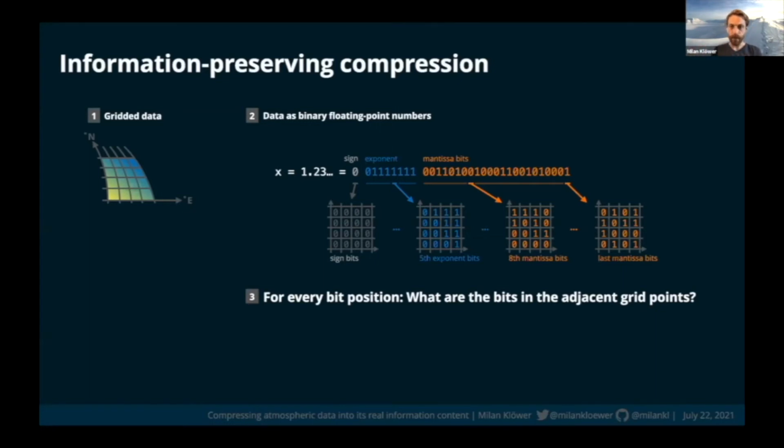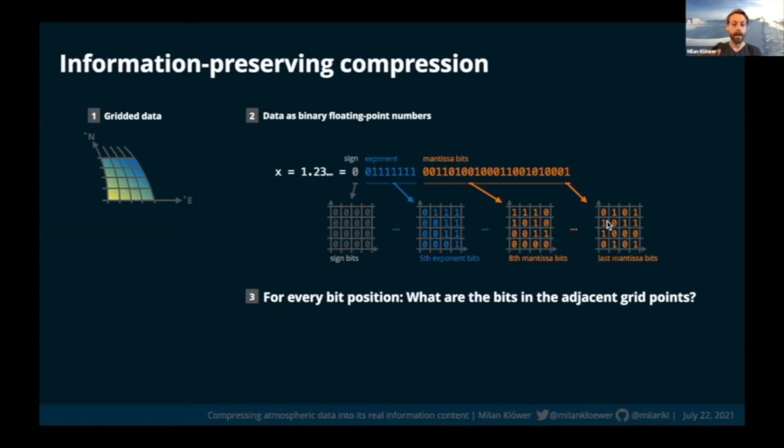And the idea is that you look at every single one of these bits for every number in your whole gridded data set, and you investigate, for every one of these bit positions, what the bits in the adjacent grid points are. So for example, for the sign bits, you see all of them are zeros. For the 5th bit here, for example, you see these ones are all 0, but other ones are 1, and so on and so forth.